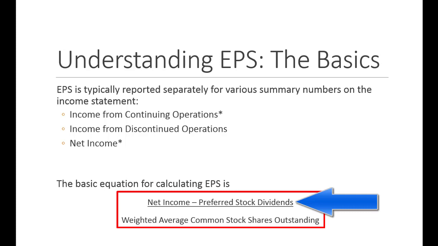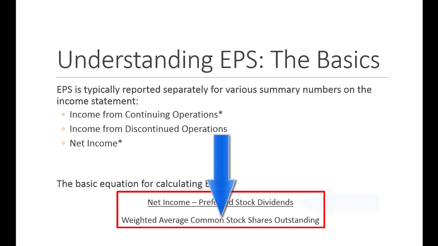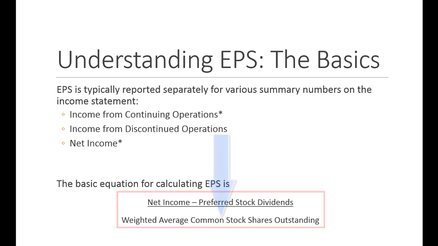So since they don't actually act as owners of the company, we're not going to include them in this earnings per share calculation. So we take out the part of net income that's going to them, and then we divide by the real owners, the voting common stockholders that own our firm.